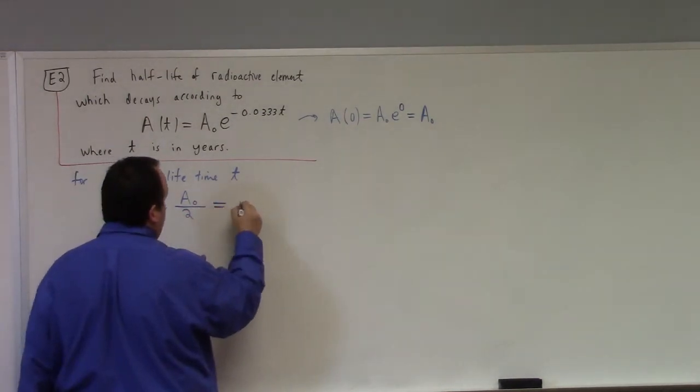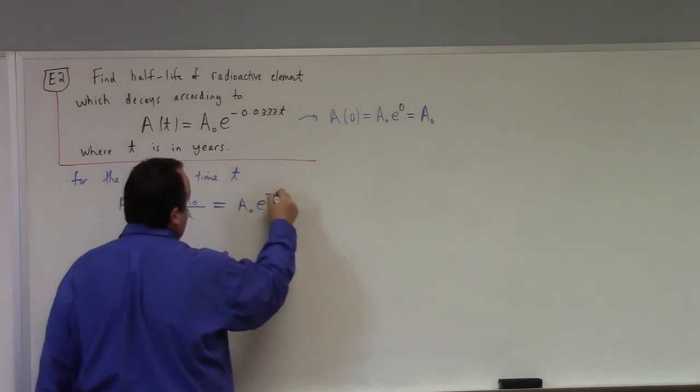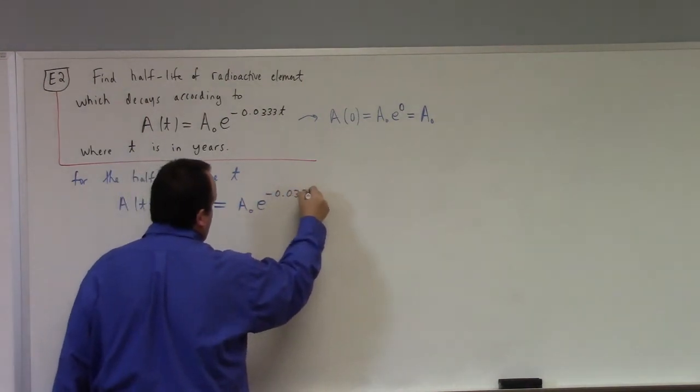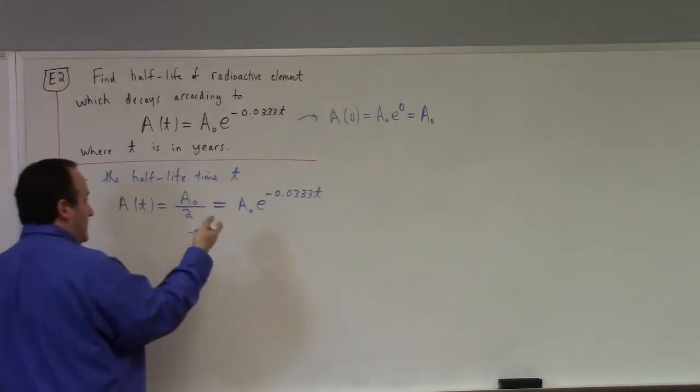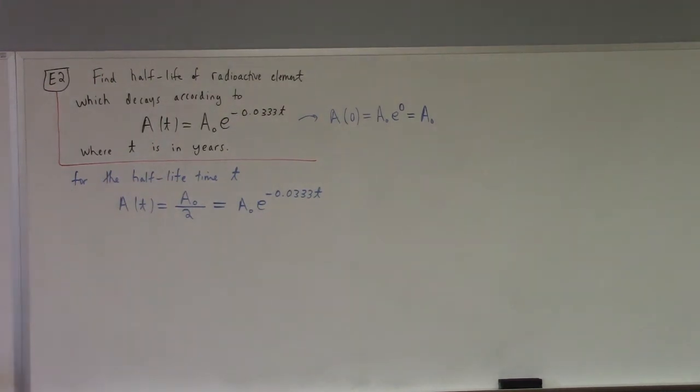So we set that equal to a sub 0 e to the minus 0.0333 t. And solving this equation should tell us what time is the half-life. So can we solve that equation? One of the interesting things about this is it doesn't matter how much the initial amount is. Whether it was a kilogram or 10 kilograms or 100 kilograms, it still takes the same amount of time for half of it to radioactively decay away, right?